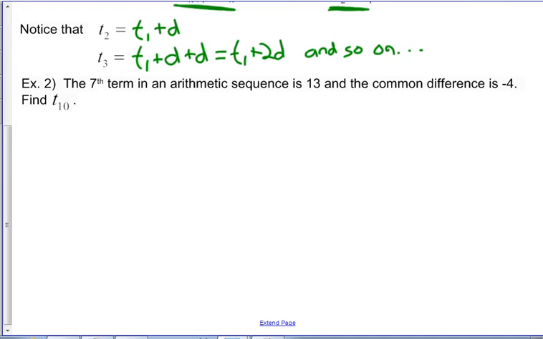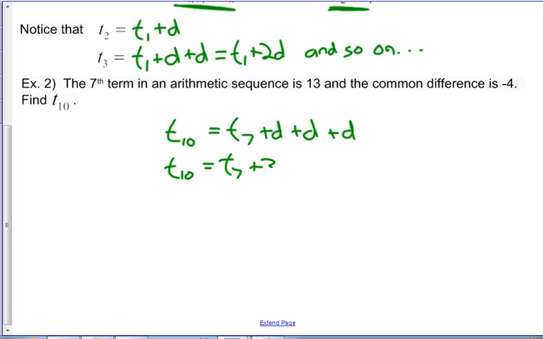So let's put that to use in an example. The 7th term in an arithmetic sequence is 13, and the common difference is negative 4. We're looking for the 10th term. So we want the 10th term, and we know something about the 7th term. What would you have to add on? Well, let's see. If I add on a D, I'm at the 8th term. Another one, and we're at the 9th term. Another one, and we're at the 10th term. In other words, T10 is T7 plus 3D.